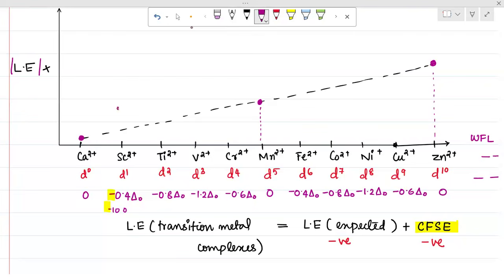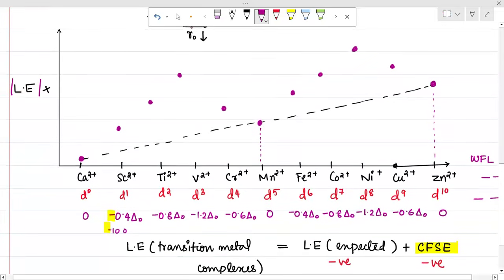So let's say it is somewhere over here. Titanium, you're making it even more stable, higher. Vanadium, minus 1.2, even higher. Got it? Chromium, minus 0.6, somewhere over here. Manganese, meeting the expected value. d6 again, whatever is expected, to which you add more stability. So it goes up. Cobalt goes up. Nickel, it goes further up. Copper, it comes down. And then zinc.